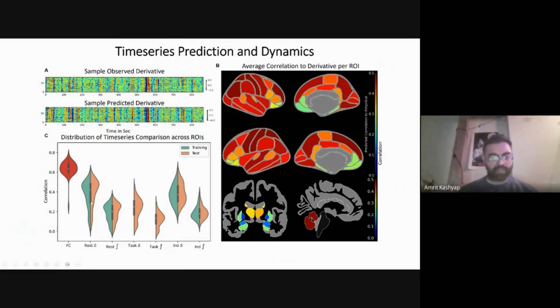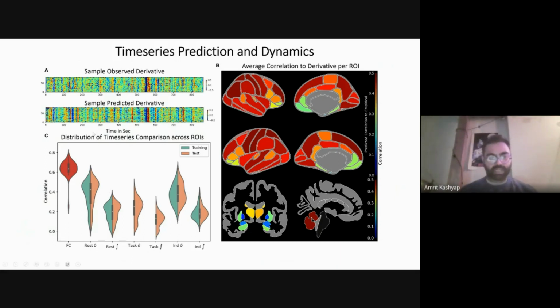And this equation, we train it on 400 individuals, and we test it on 50 other individuals, and we can see that a single equation is really able to capture most of the dynamics of the system. And it does much more poorly for task than for rest, because we trained it on rest data here, but more on that in the decoding sections later.